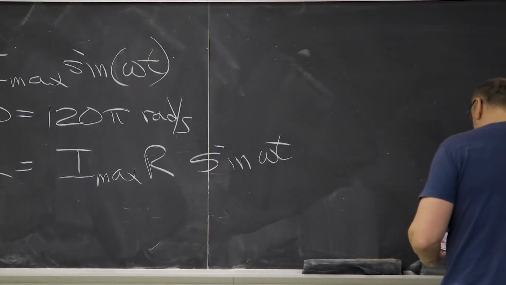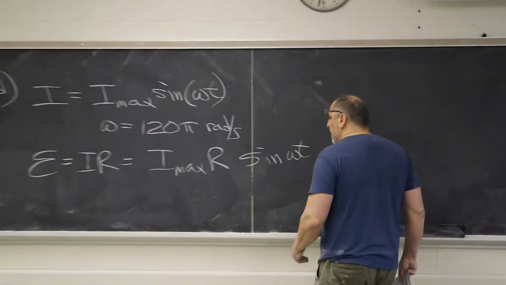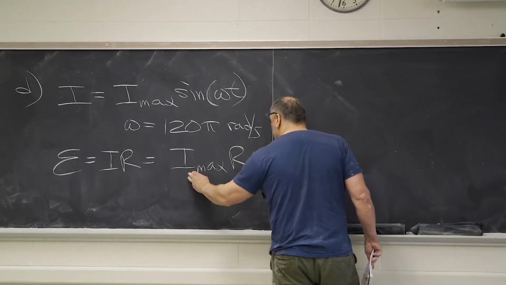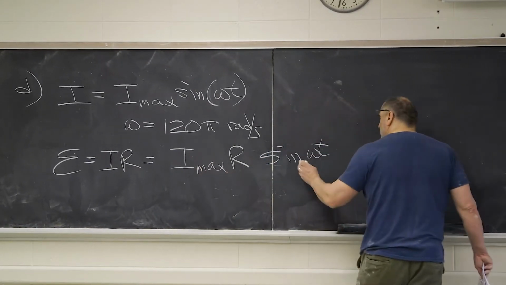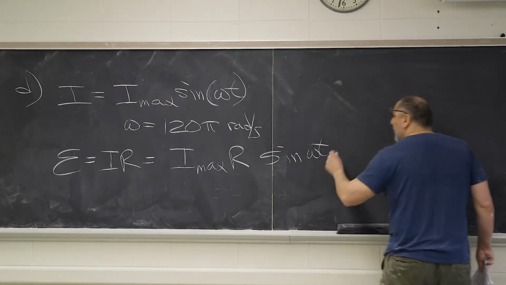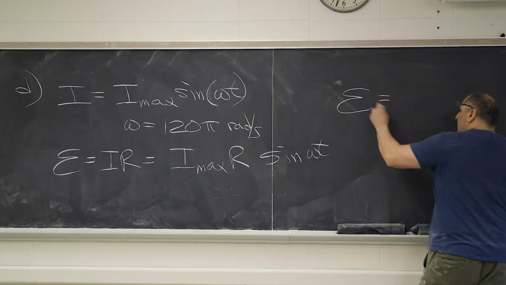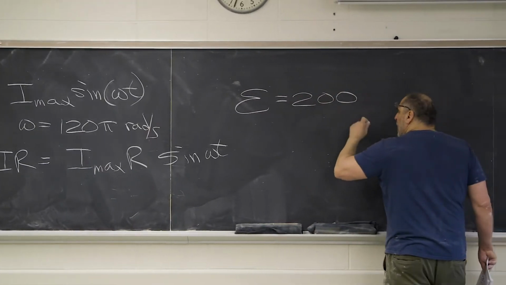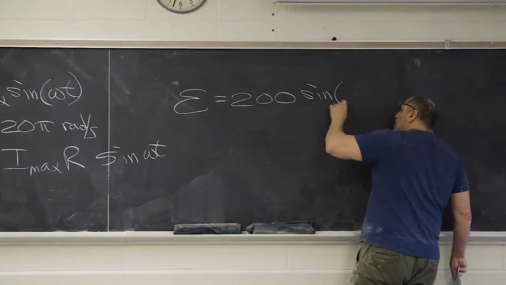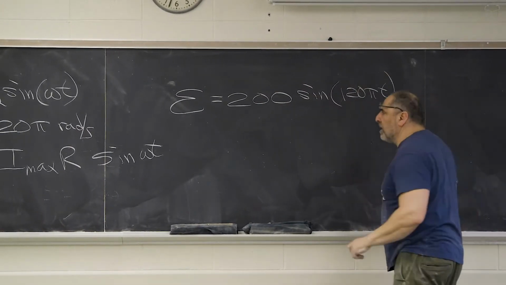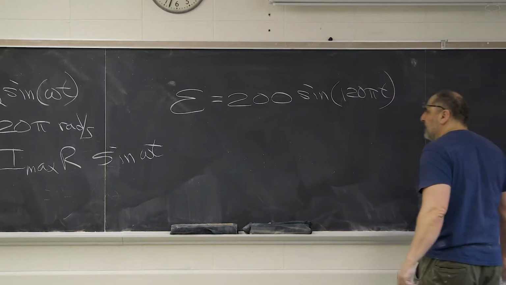All right, plug in all appropriate values. This is 200, this is 100, that's 2. The whole thing is 200 times the sine of this, omega is 120 pi. At the end of the day, the mathematics is telling you 200 sine omega t. That's it.